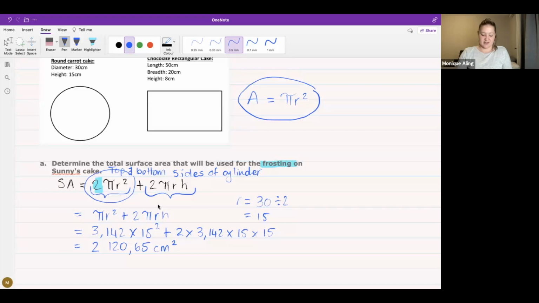Let me just check the decimals. I rounded in my working out. Sorry, you are correct, Kuketso. Thank you.